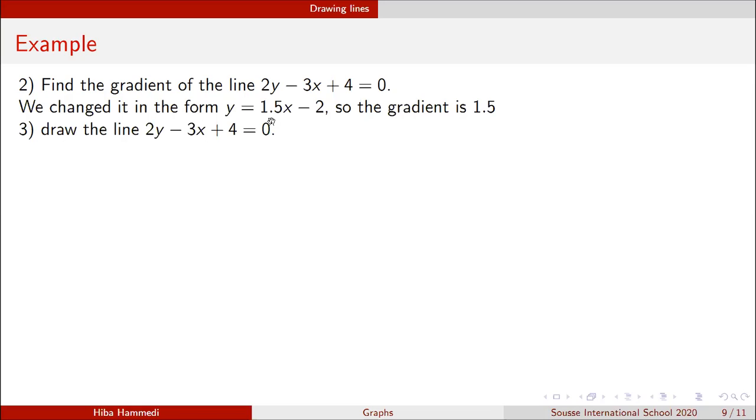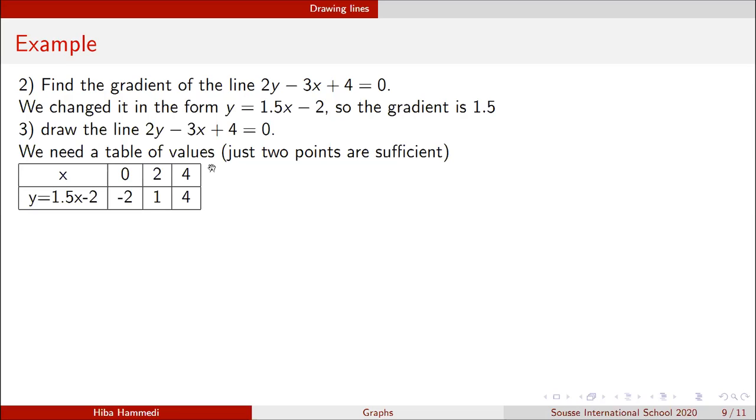To do so, I just need to get the coordinates of 2 points on that line. And to do so, I will use a table of values like that. Well, I advise you to do 3 values like that. I know we only need 2 points, but the third one is just to verify that you got it correct. So if I substitute x by 0 here, it will be 1.5 times 0, so it's 0, minus 2. So y is equal to negative 2.